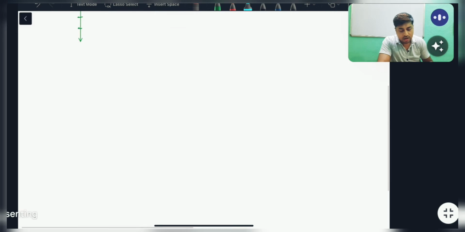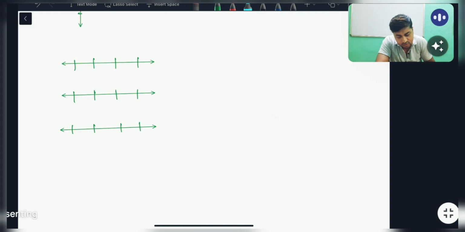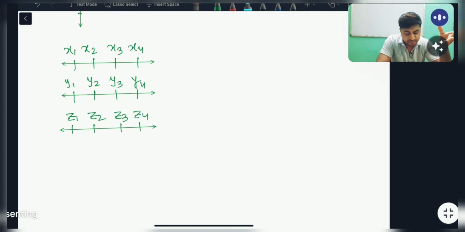Like suppose you have benches, right? Suppose you are having 3 benches, x1, x2, x3, x4. In the first bench 4 students are there. In the second bench y1, y2, y3, y4, these 4 students are there. In the third bench z1, z2, z3, z4, these 4 students are there. So if I collect the data, this picture that you see, this collection of students, if you write it in a box notation, like in that way.